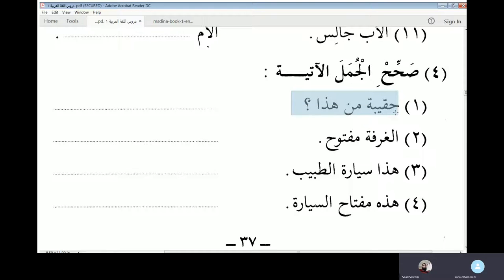So the first sentence is Rakibatu man hadhihi. Akibatu man hadhihi. Al-ghurfatu maftuhun. It should be Al-ghurfatu maftuhatun. Good, Musana.